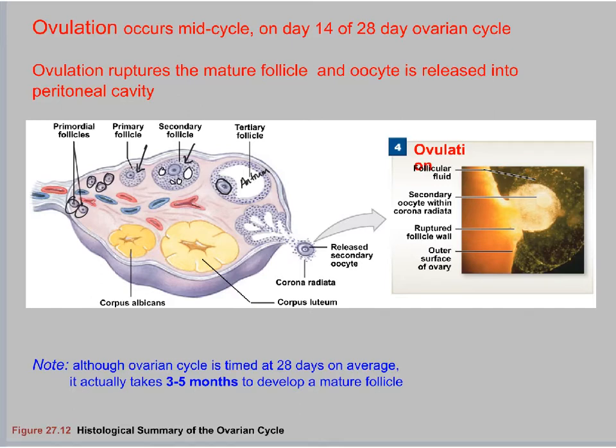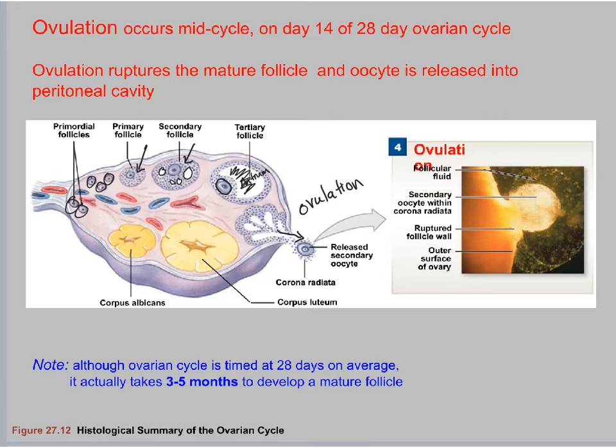What will happen then at a certain point is the follicle will rupture. There will be so much fluid in here that it causes the follicle to rupture, and the oocyte is released. And this is what we call ovulation. So in ovulation, the mature follicle ruptures, and the oocyte is released into the pelvic cavity.